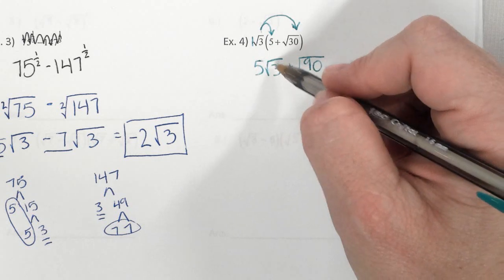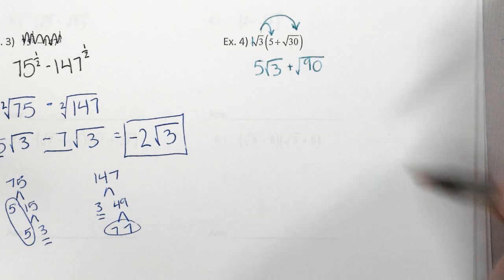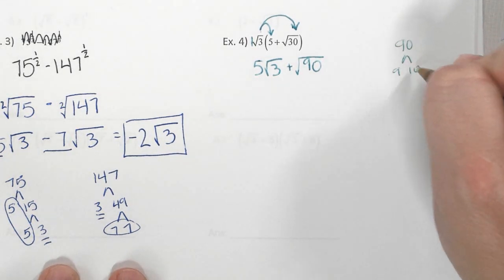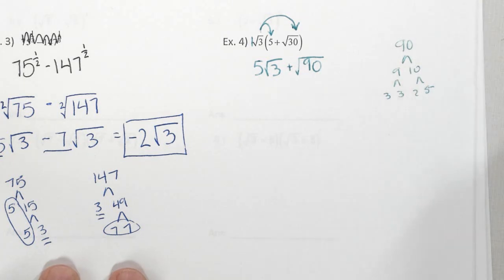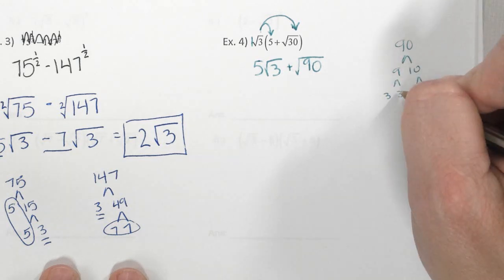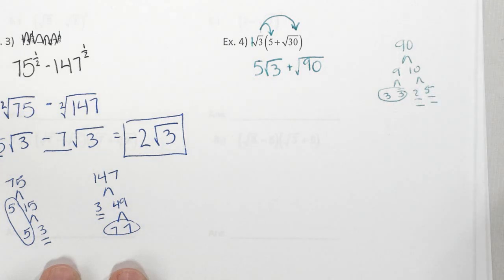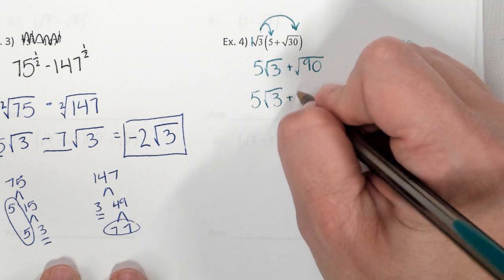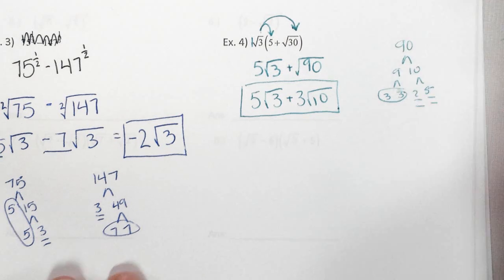Well, 5 square root of 3 doesn't simplify, but we need to simplify this 90 because we don't know if it can combine. So come over here. 9 is 9 and 10, which would be 3 and 3, and then 2 and 5. So what am I going to take out? And what stays inside? Yeah, 10. So this becomes 5 root 3 plus 3 root 10 does not combine because they are not the same roots. So there's your answer.